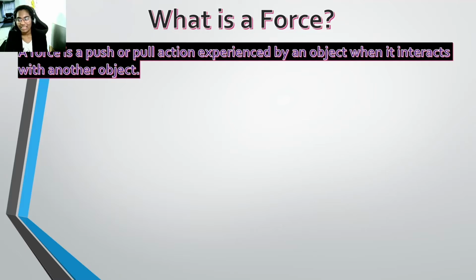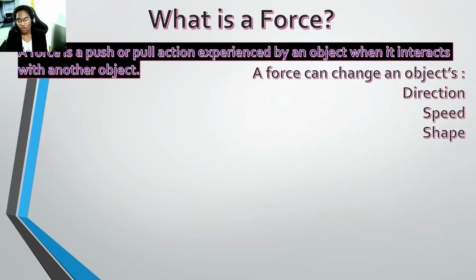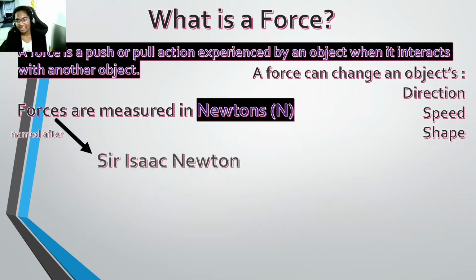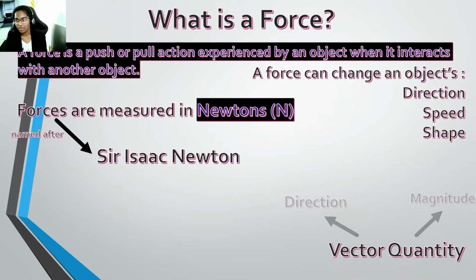When a force is exerted on an object, it can change the object's direction, speed, or shape. Forces are measured in newtons, written as a capital N. This was discovered by, you guessed it, Sir Isaac Newton. Forces are also vector quantities since they have both magnitude and direction.